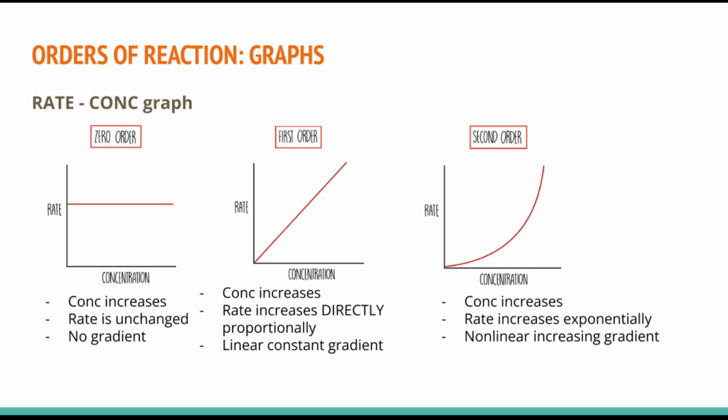But for the first order, it's a straight line through the origin. So you can see here, the concentration increases and the rate increases directly proportional to the concentration. This is linear with a constant gradient. And for the second order, you can see that there's a bend in this graph. So as the concentration increases, the rate increases exponentially. And this means it's a non-linear, increasing gradient.